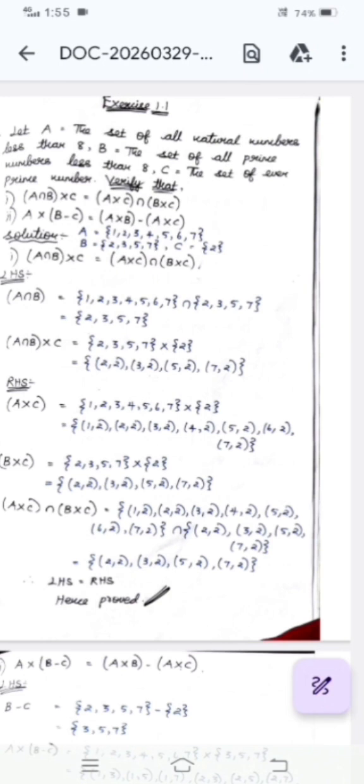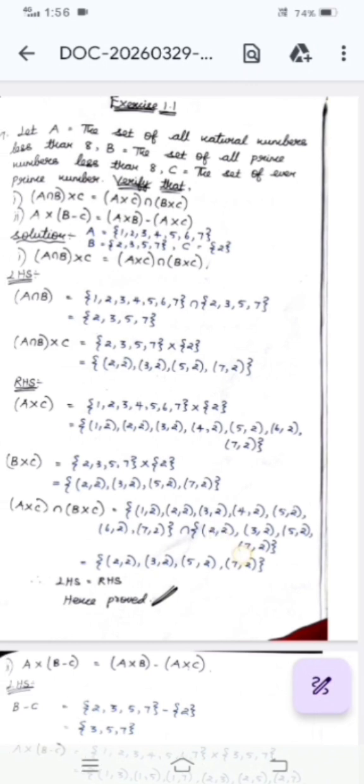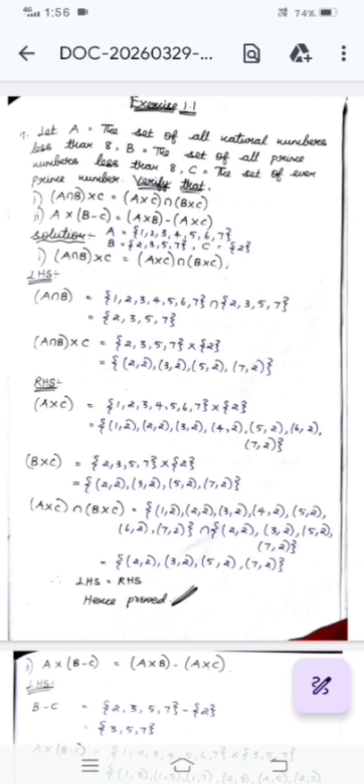Next, the set B is the set of all prime numbers less than 8. Prime numbers means numbers that are divisible by 1 and itself. So, the set of all prime numbers less than 8 means we have to list all prime numbers that are smaller than 8. So, the set B contains the elements 2, 3, 5 and then 7.